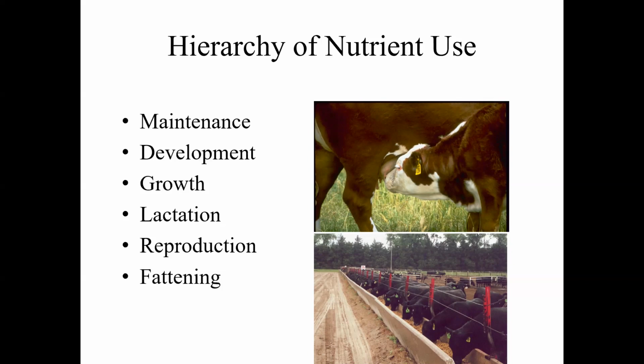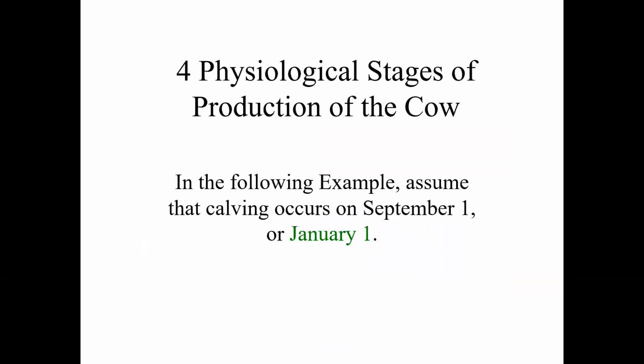In the dairy industry, with the high lactation demands, we get increased postpartum anestrus. We call it lactational anestrus. That's the concept here. So I want to discuss beef cattle today, and I want to cover the 4 physiological stages of the production of the cow.